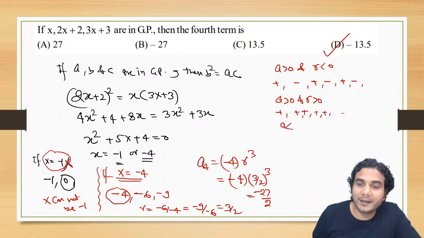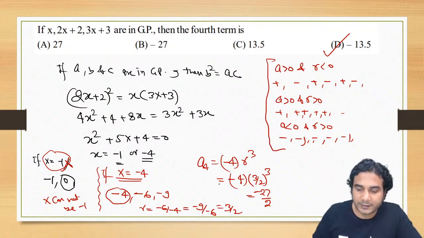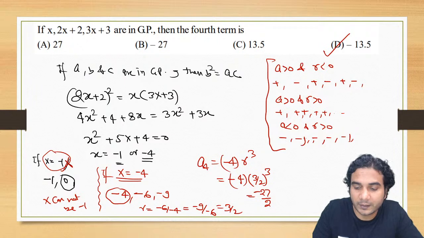And if A is negative and R is positive, then all terms will be negative, right? AR square, AR cube. Because of this A, all terms will be negative. Getting this? All terms will be negative. So don't get surprised if you see some positive, some negative, or all negative terms in a GP. It can happen.